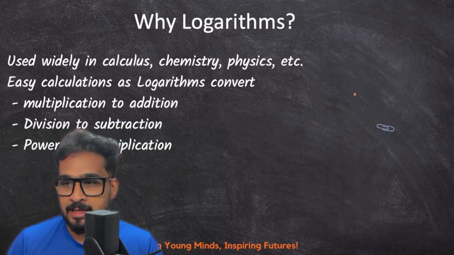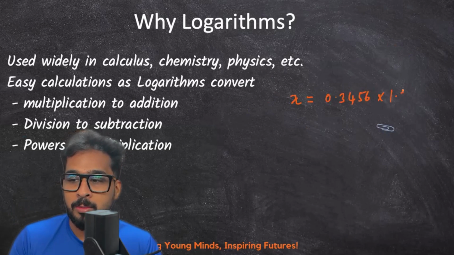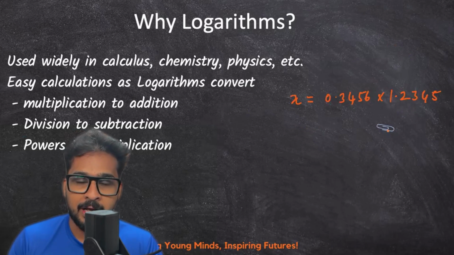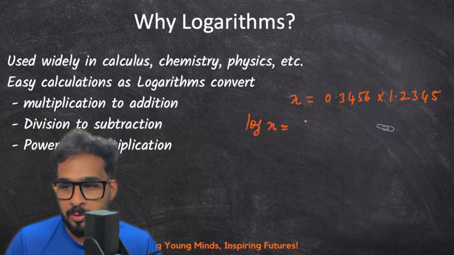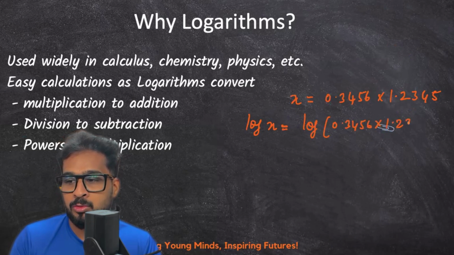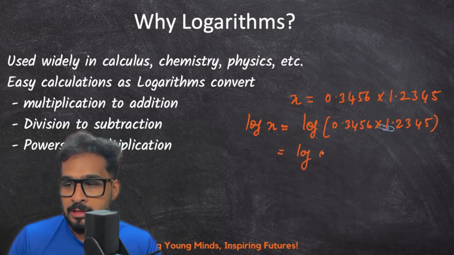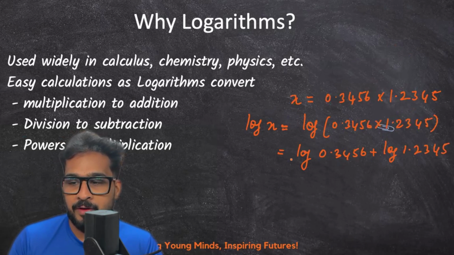For example, let us consider there is a very big calculation like this. We are asked to find x is equal to 0.3456 multiplied by 1.2345. It is very difficult to do in the normal method, right? So what we can do is take logarithm on both sides. Log x will be equal to log of 0.3456 multiplied by 1.2345. And by using the product rule, we can write it as log of 0.3456 plus log of 1.2345. From the log table, we can find these values easily.